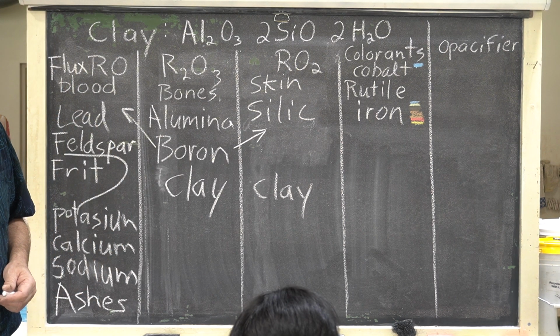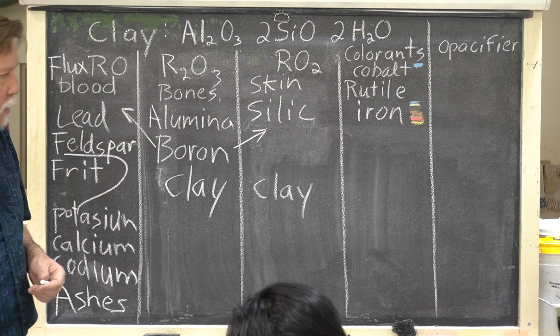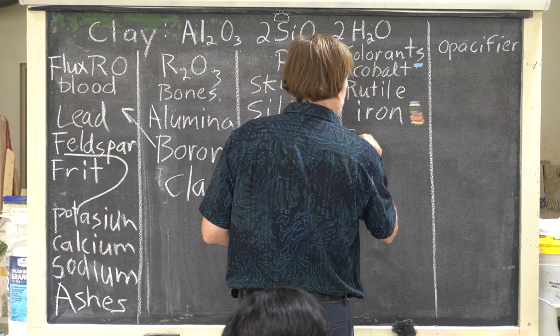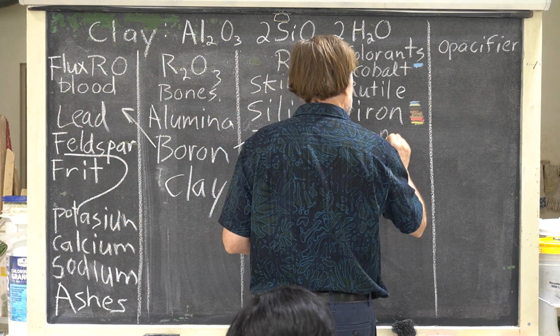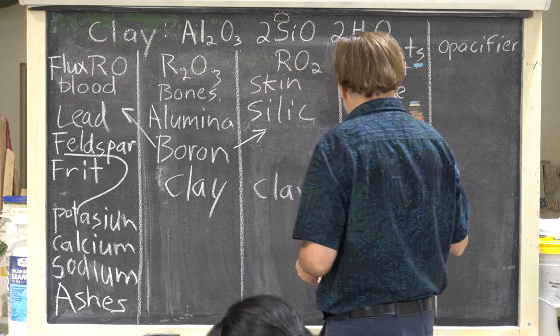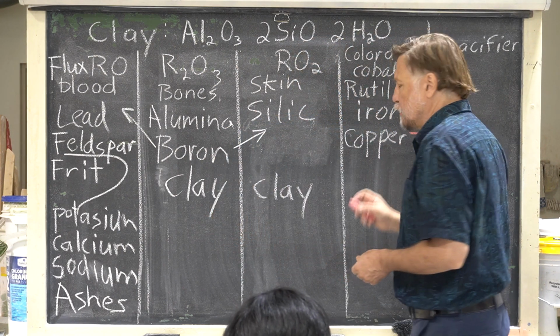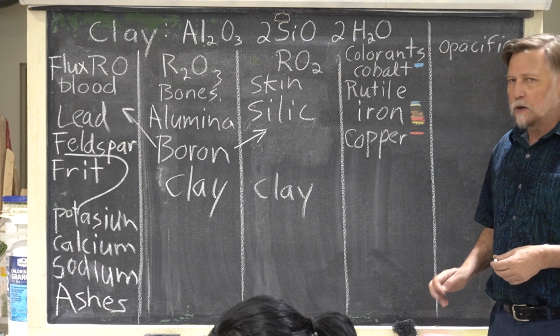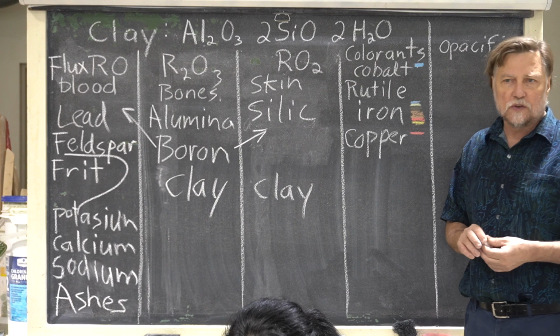Copper, nickel, chrome are other metals that can be used. So copper, what do you think the colors are? Red. So you can get copper reds, but mostly in reduction. There is a way to get reds with copper in an oxidation atmosphere.